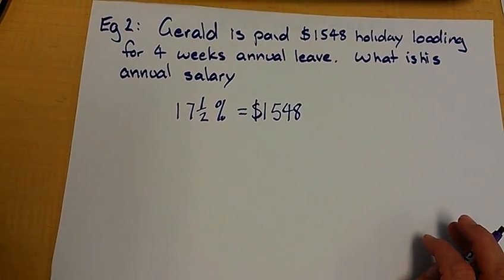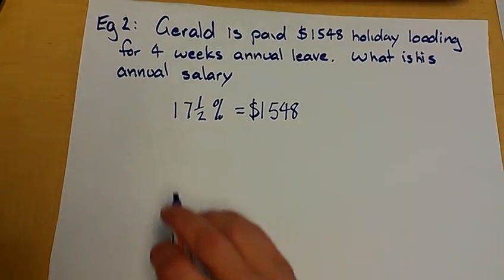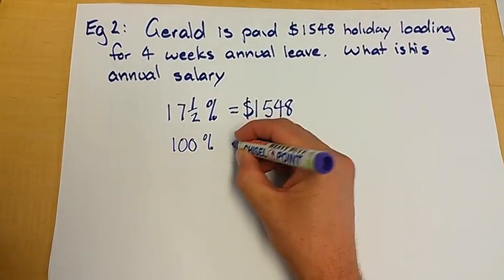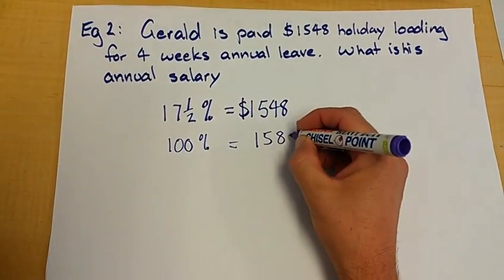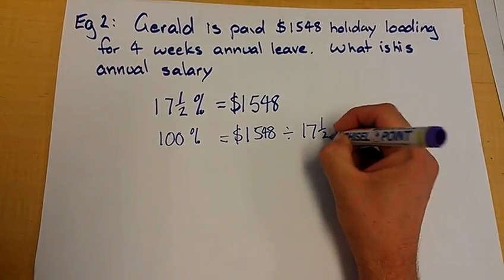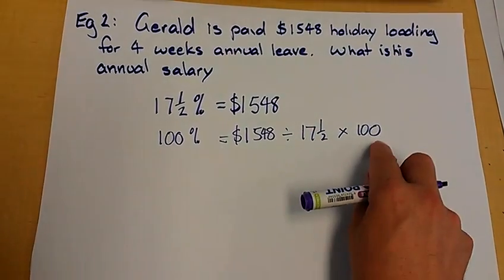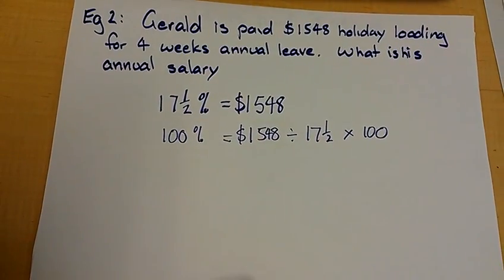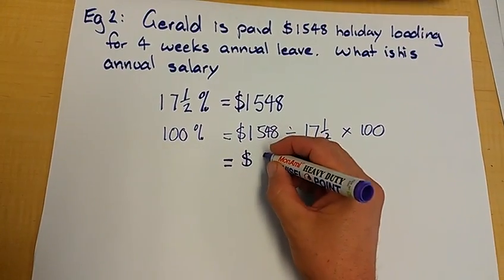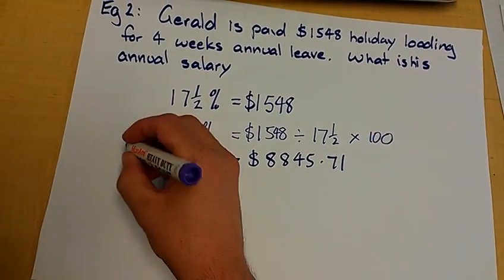So what I'm going to do is work backwards using the unitary method. I'm going to say, well, 1% is going to be this divided by 17.5. So 100%, I'll divide it by 17.5, and then I'll times that by 100. That'll give me 1% times 100 makes 100%. And that'll tell me that their normal pay for 4 weeks is $8,845.71. So that'll be my 4 weeks pay.